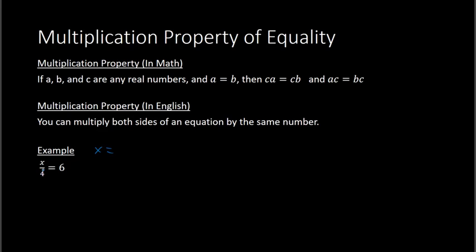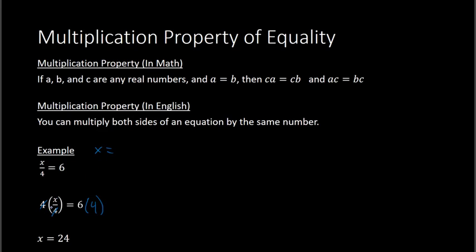So to solve this, we need to do the opposite of dividing by 4, which would be multiply by 4. So we multiply both sides by 4. And when I do that, on the right side I have 24, since 6 times 4 is 24. And on the left side, the 4's would cancel out. So we'd have x on the left side equals 24 on the right side.